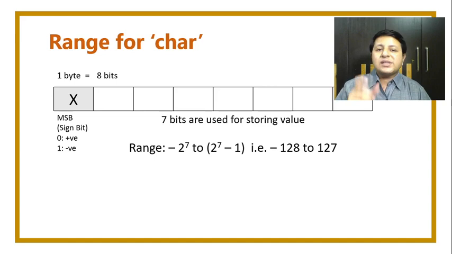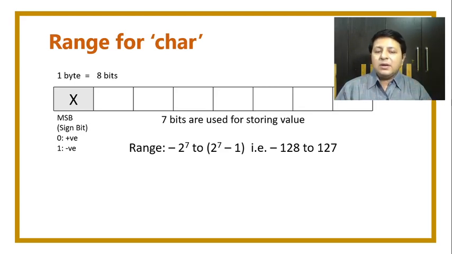Just to give you more information, C programming uses ASCII codes which are 7 bits in length, and hence whenever we are storing char, this sign bit, that is the MSB, is considered to be 0 by default, and hence all the ASCII values will fall in the positive range, that is 0 to 127.